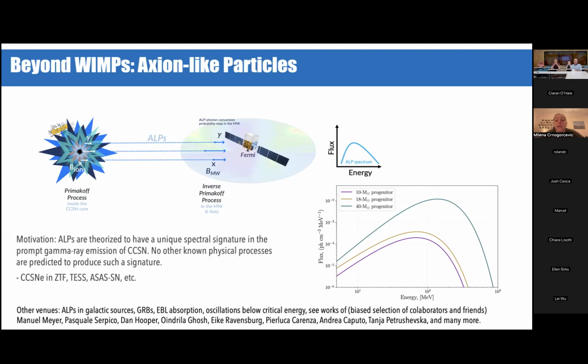And this is a smoking gun signature for axion-like particles, because we don't know of any other physical processes that are predicted to produce such a signature on these timescales. So the signature of axion-like particle emission is shown on the right here, and we see that the peak happens at 70 to 100 MeV, depending on the progenitor mass.